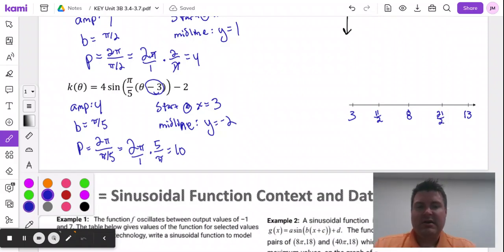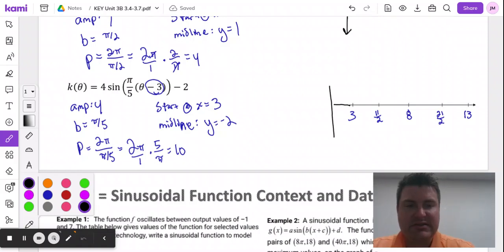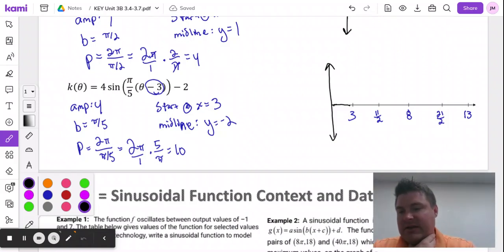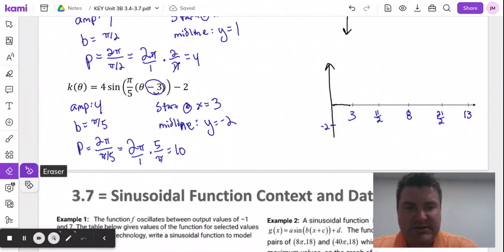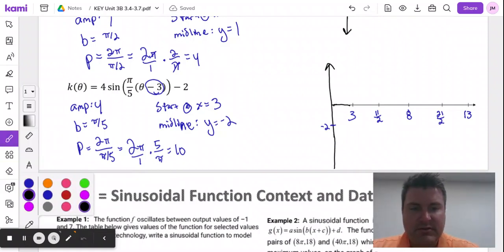Doesn't really matter. So now for this one, since we're not at 0, I'm going to just kind of extend this out here and just make this axis magically appear right there. Because again, I only care about me graphing between the 3 and the 13. All right, let's go ahead and tackle our midline. Our midline is here at negative 2. I'm going to kind of exaggerate this a little bit. Negative 2. Since I'm going to exaggerate this so much, I'm going to actually extend this so I have more room to work with.